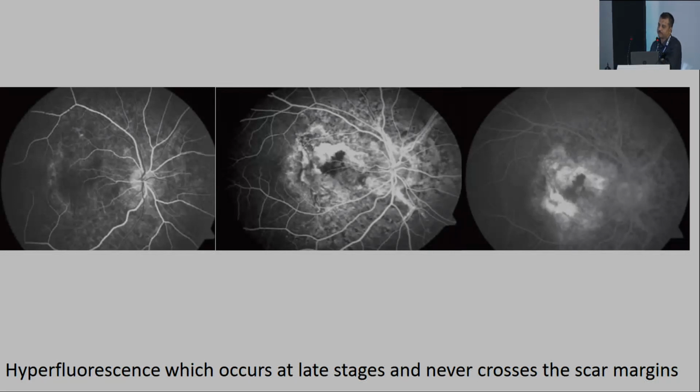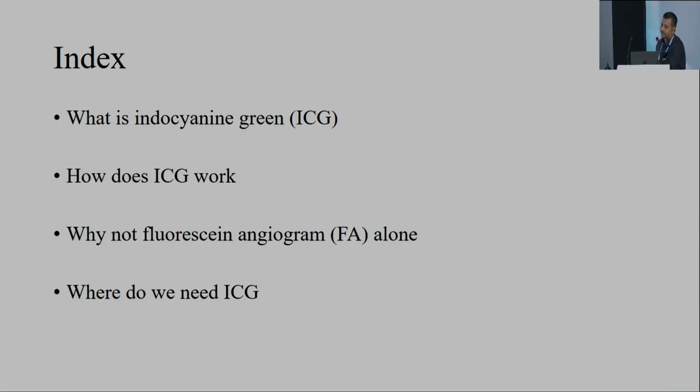So in window defects, the hyperfluorescence starts early. In staining, the hyperfluorescence you will see in the late stages. And coming finally to indocyanine green angiography, which is specially useful when you want to see choroidal diseases, and whenever there is a lot of hemorrhage. If there is a lot of hemorrhage, you will not be able to see anything with FFA, because everything is obscured.